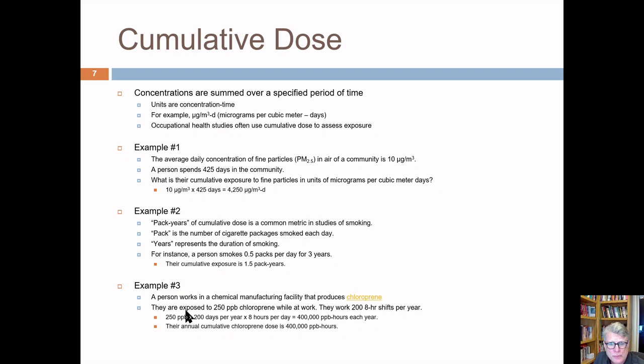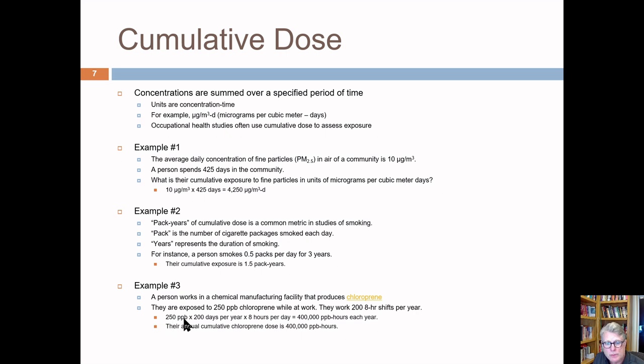Example number 3. A person works in a chemical manufacturing facility that produces a chemical called chloroprene. They are exposed to 250 ppb chloroprene while at work. This is a gas. They work 200 8-hour shifts per year. What is their annual cumulative dose of chloroprene? Well, we would say in ppb hours. I should put that in there.